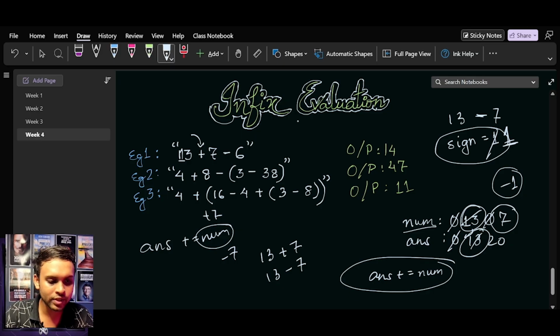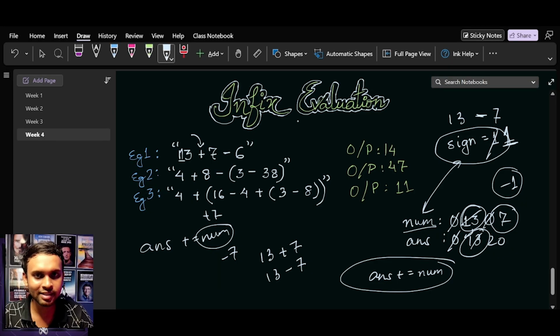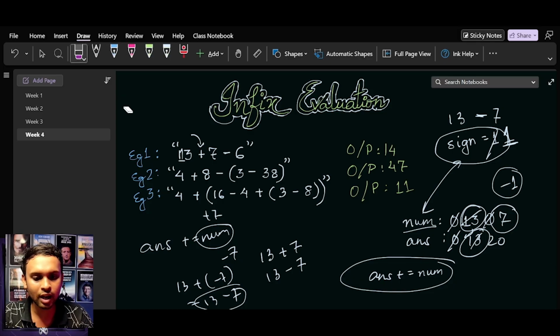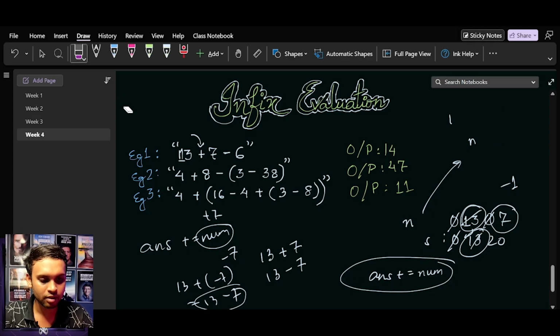So what I can do is multiply this num and sign. If it was positive, it will become 7 into plus 1, which will remain 7. But if it was a negative sign, then -1 would have been stored in my sign variable, and num into sign would have become -7. Then I would do answer plus -7, which means 13 plus of -7. This would be 13 minus 7 only, right? So the subtraction operation will happen. I hope this part is also clear, how we can handle this sign part.